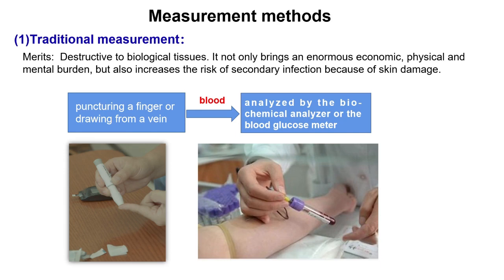Up to now, there are different methods that can be used to measure blood glucose. For example, the traditional method: the blood must be obtained by punching a finger or from a vein. Then the blood is analyzed by a biochemical analyzer or a blood glucose meter.